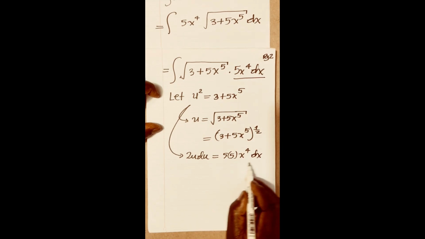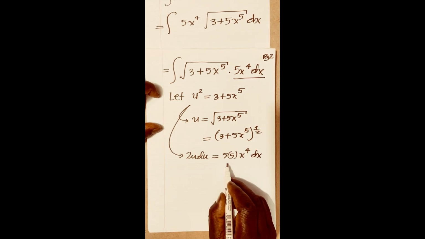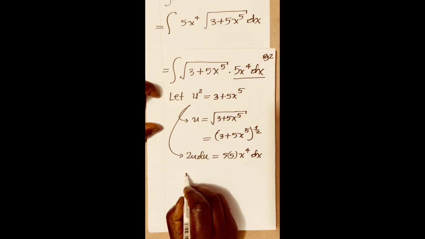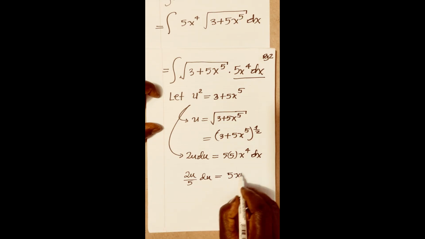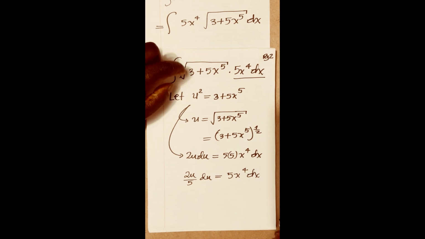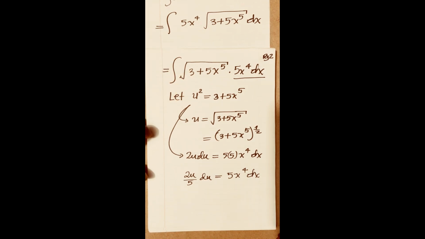I need 5x power 4 dx. I'm going to have to divide by 5 both sides here. So I have 2u over 5 du is equal to 5x power 4 dx. Fantastic. Now this integral can be transformed as follows.